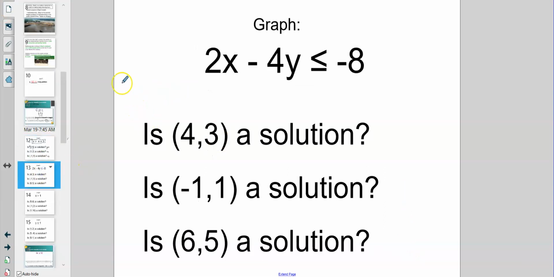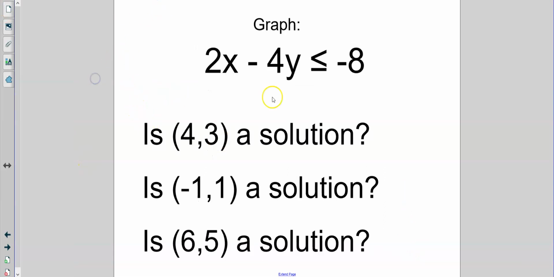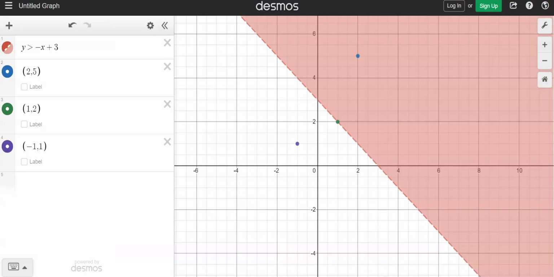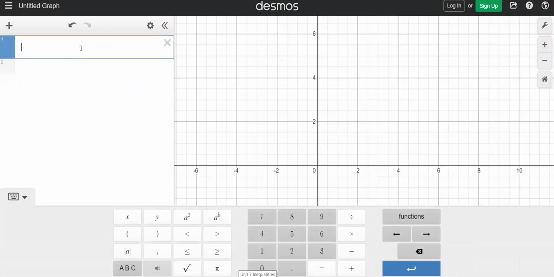Let's look at another example. So an equation that's not in y equals mx plus b form, but that's okay. Desmos does not mind if we do that. So I'm going to clear all of this out. So again, you're going to see the problem.